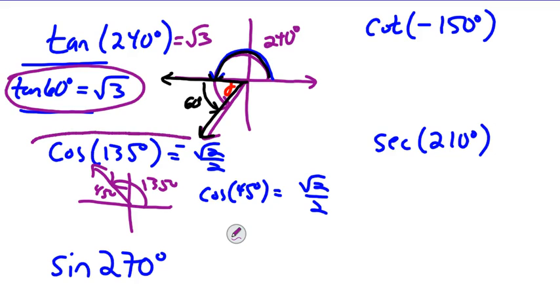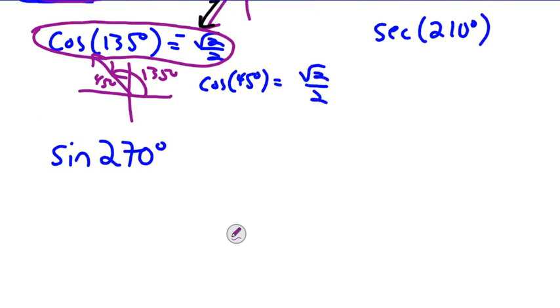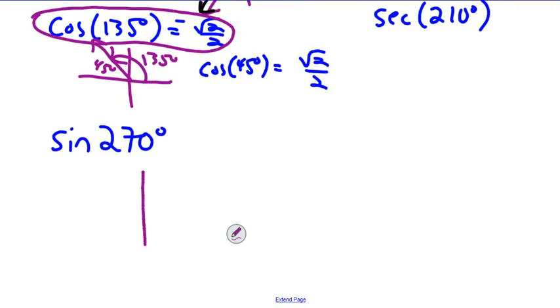Again, I'm finding all these by referencing. Let's see if we can do sine. Well, sine of 270 is a little bit different. It doesn't really have a reference angle. This one I do a little bit differently. That's what we call a quadrantal angle. It lands in between two quadrants, so it doesn't have a reference angle. There is no angle created really with the x-axis and the terminal side.